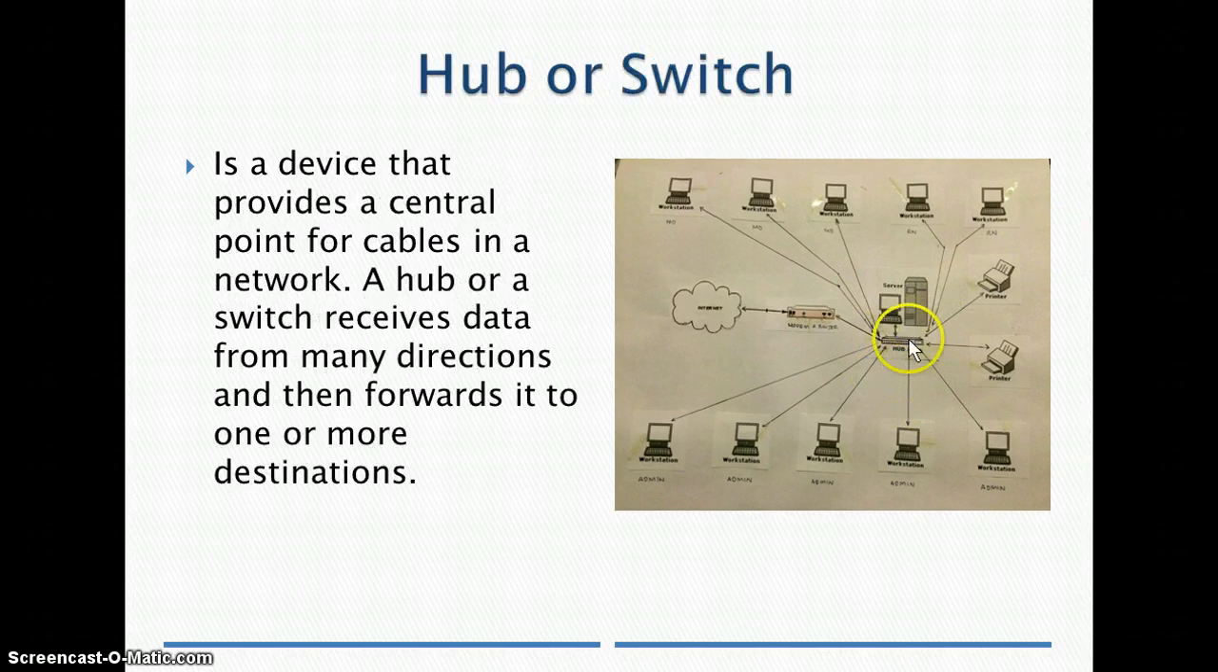And then we have a hub or a switch. A hub or a switch is a device that provides a central point for cables in a network. A hub or switch receives data from many directions and then forwards it to the one or more destinations. It's like the hub controls the traffic of the communications among the users of the system.